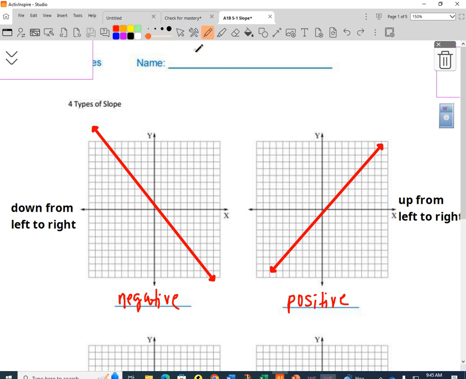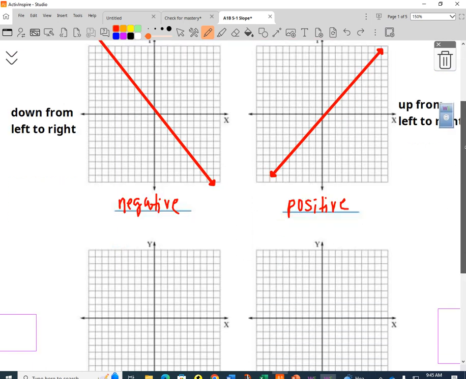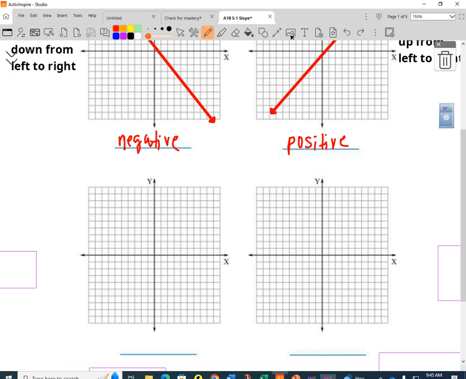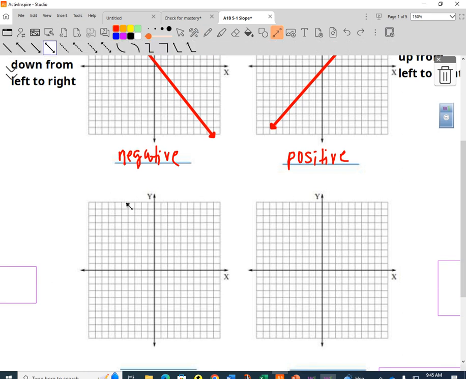Let's just finish our four types since you knew that. Now we've got another type. Keishan said zero. You said there's a zero slope and an undefined slope. Is this a zero slope or an undefined slope? Let's look at the difference. These are the other two, what they look like. This one is undefined. This one is zero. So that's what we're going to write.